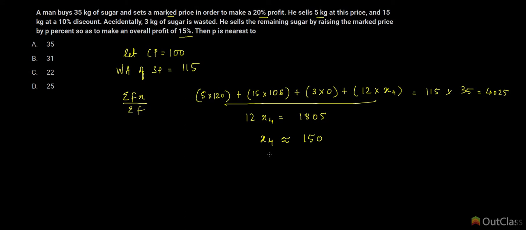Now, the question is, for the last category, you had marked it up from 100 to 120. How much should you further mark it up so that the overall profit percent is 15%? We know that the final price is 150 after the second markup. What was the percentage increase from 120 to 150 is the question, and the answer to that will be 25%.